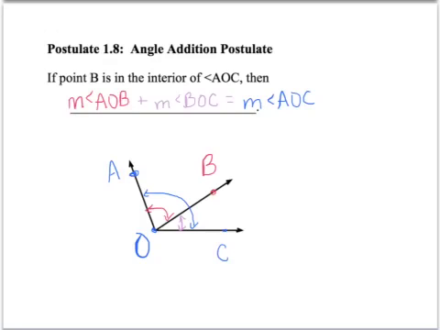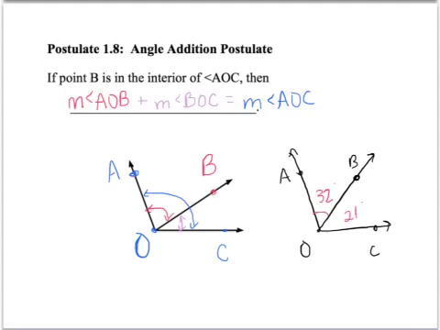For instance, if I have some random angle here, and I'm going to use my same points, A, O, C, and then B is in the interior, and I say that the measure of angle AOB is 32 degrees, and the measure of angle BOC is 21 degrees. Then you should know that the measure of the complete angle is going to be 32 plus 21, which is 53 degrees.